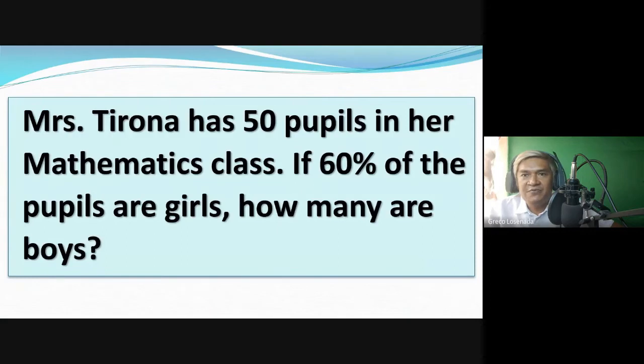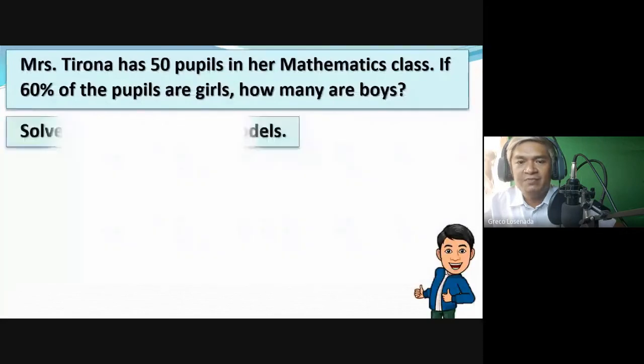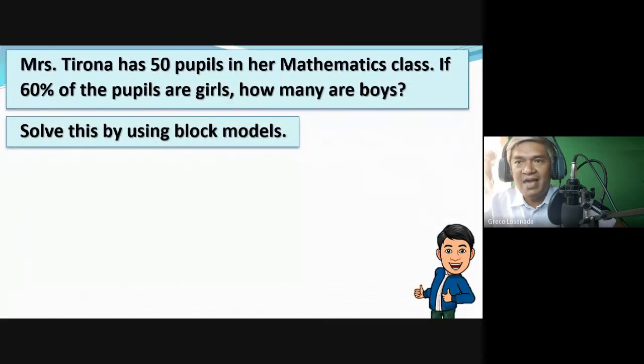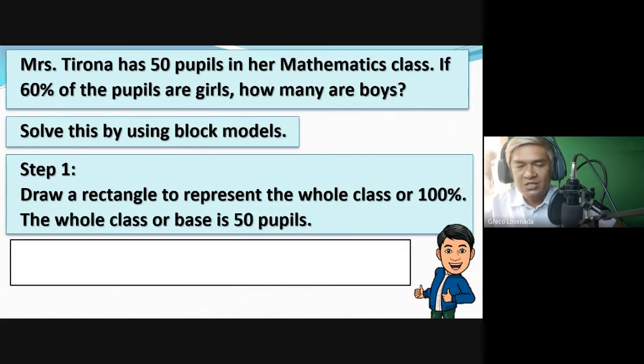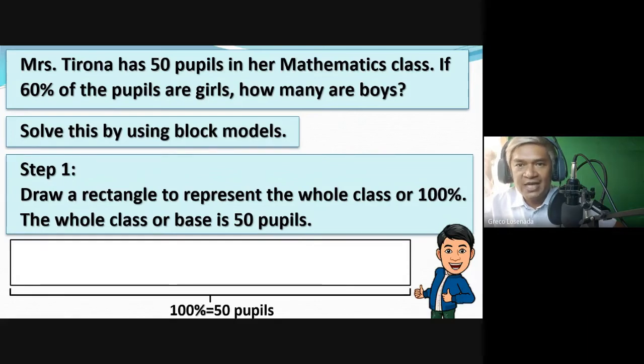Mrs. Torona has 50 pupils in her mathematics class. If 60% of the pupils are girls, how many are boys? Let us solve this problem using the block model method. Let's follow step 1. We have to draw a rectangle to represent the whole class or 100%. The whole class or the base is 50. So this is the rectangle that represents 100%, which is equivalent to 50 pupils.